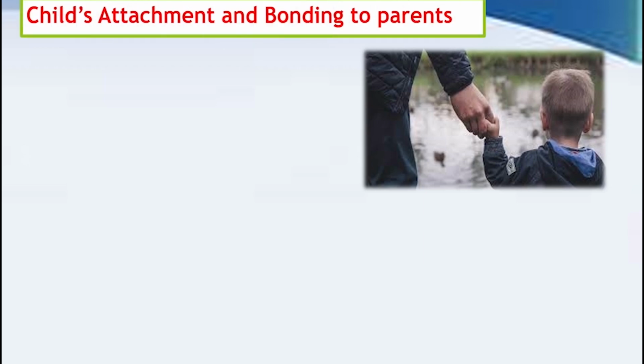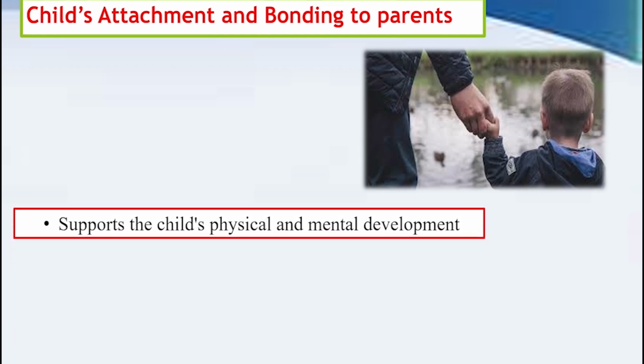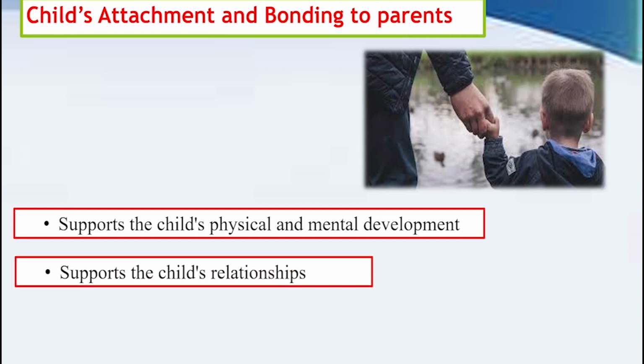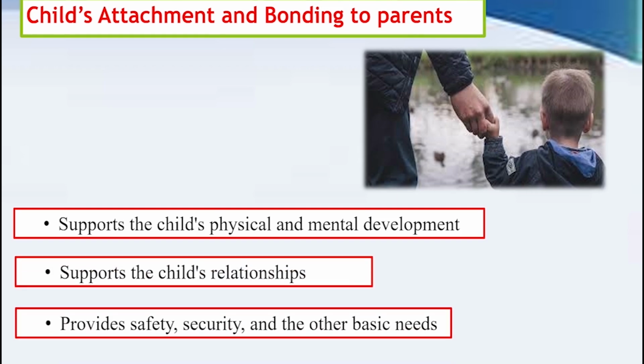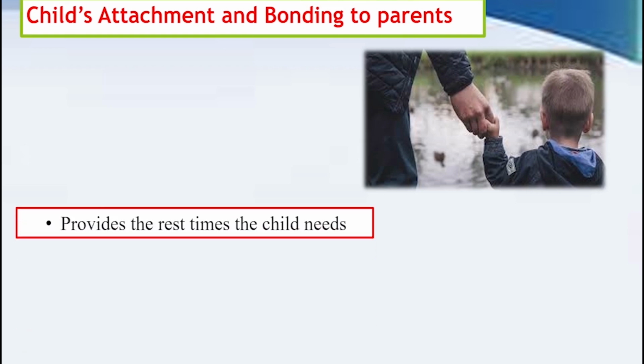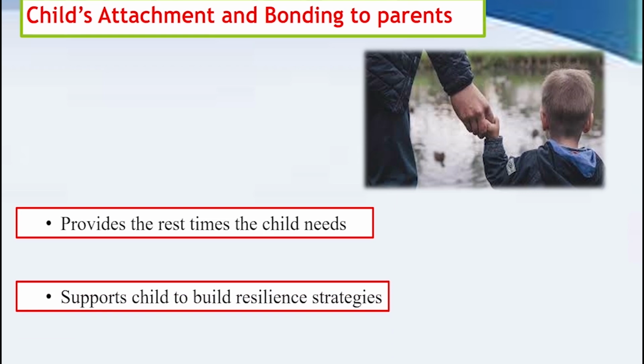Looking closely at the example we just mentioned about child attachment or connection to parents or to caregivers, it is something essential for child mental health, especially in the first years of age, and this attachment should decrease with the child's age progress. It is important because it provides support for the child's physical and mental development. It supports the child's relationships. It provides safety, security, and the other basic needs. It provides the rest times the child needs. It supports the child to build resilience strategies.